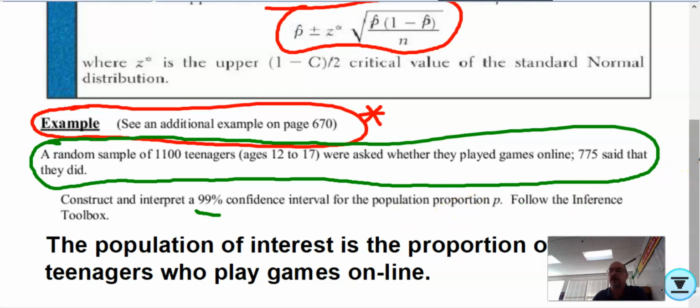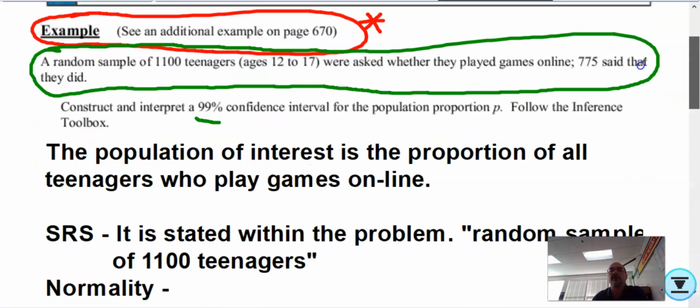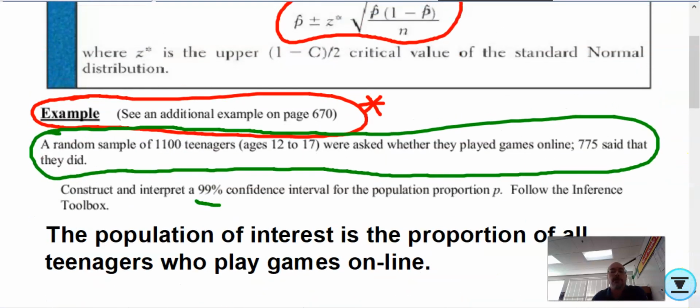Follow the inference toolbox. Remember, step one is we state what we are interested in doing. So the population of interest is the proportion of all teenagers who play games online. We probably should put in ages 12 to 17 in that also. So that is step one.